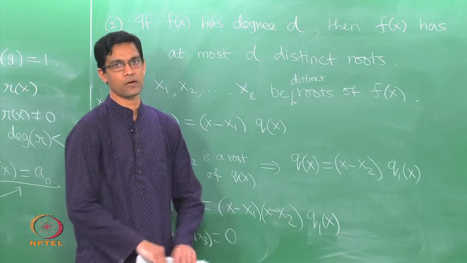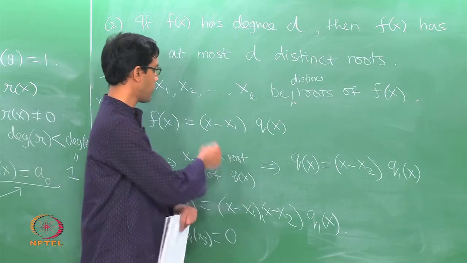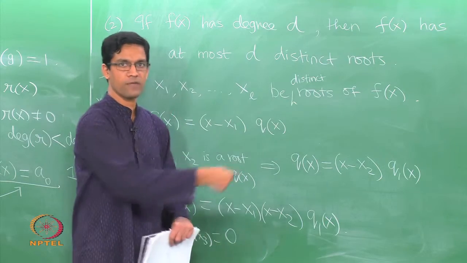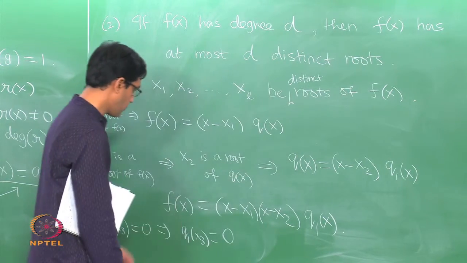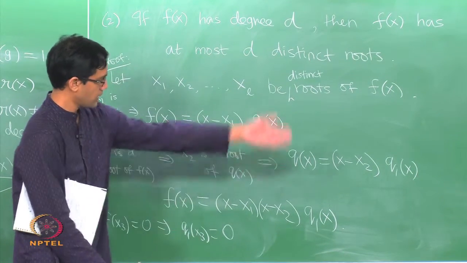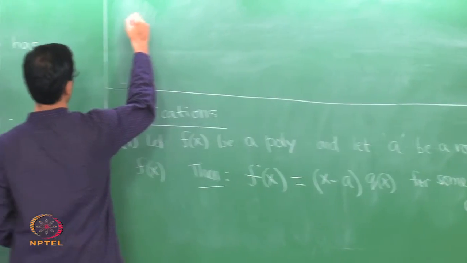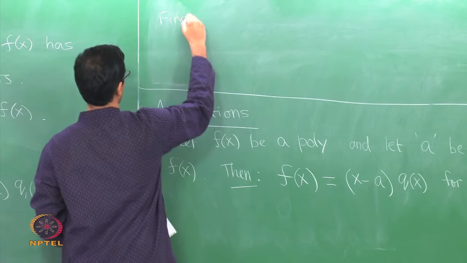At every step you conclude that a term of the form x minus x3 will divide the next fellow, x minus x4 will divide the next fellow and so on. So you keep going and conclude at the very end of this process, finally what do you conclude?